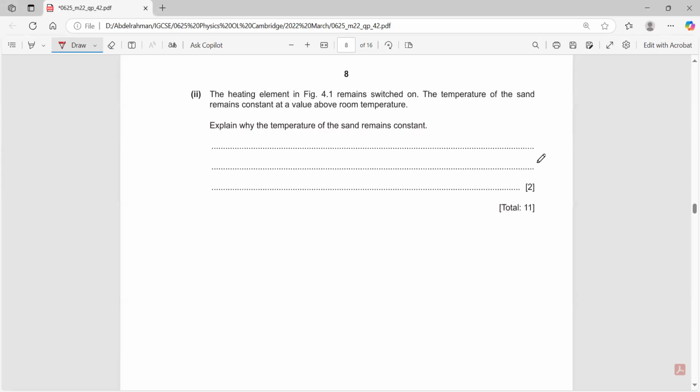So energy is lost to the surroundings as heat, which is equal, or at the same rate, you can say at the same rate, it is gained.